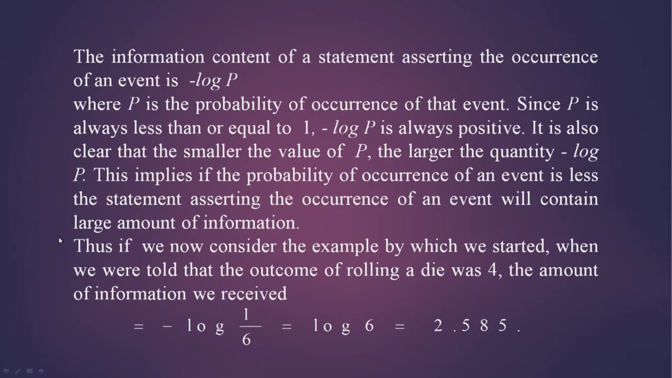The information content of a statement asserting the occurrence of an event is minus log p, where p is the probability of occurrence of that event. Since p is always less than or equal to 1, minus log p is always positive. It is also clear that the smaller the value of p, the larger the quantity minus log p. This implies if the probability of occurrence of an event is less, the statement asserting the occurrence of an event will contain large amount of information. Thus, if we now consider the example by which we started.